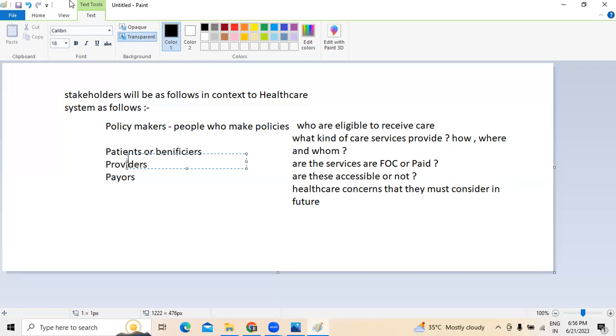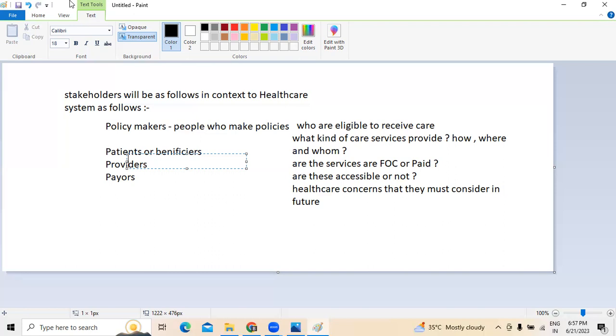We talk about payers. Payers are nothing but the people who are paying. Against the enrollments and all that, whatever is paid at the end of the day, all these people come under payers. Who is paying and all that, right? So this is what payers generally stands for. These are the four different stakeholders which we normally have in the context of healthcare.